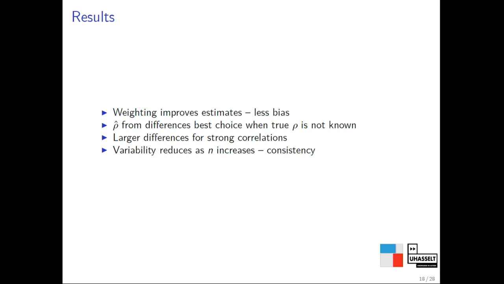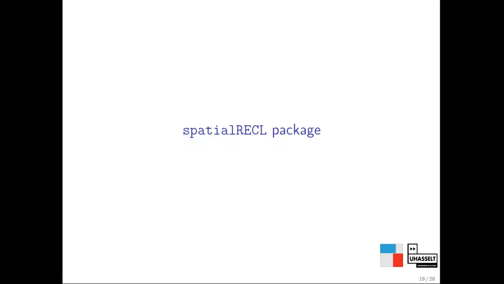We observe larger differences for stronger correlations, but this is not unexpected, because if your correlation is too strong, you have less information from all your spatial points. And variability reduces as you increase your sample size, which indicates some consistency.